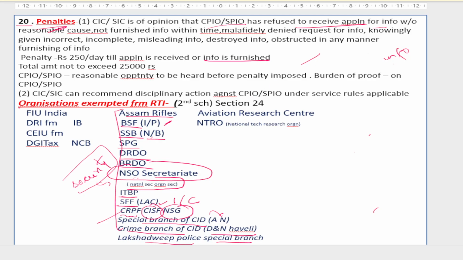Then we come to the next group that are clubbed together. This is clubbing of these organizations only for the purpose of memorization. Actually, there is no such clubbing in the Act itself. So these four organizations we can see are related to finance: the Financial Intelligence Unit of India, the Directorate of Revenue Intelligence, which is under the control of the Finance Ministry, the Central Economic Intelligence Bureau, which is again under the control of the Finance Ministry, and the Directorate General of Income Tax. So these four are related to finance in some way.